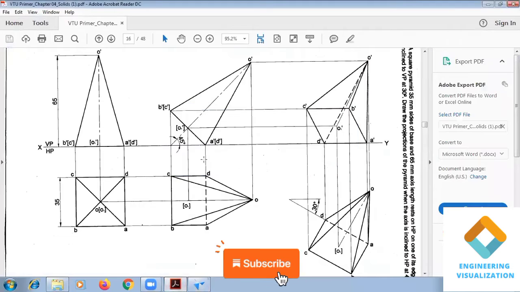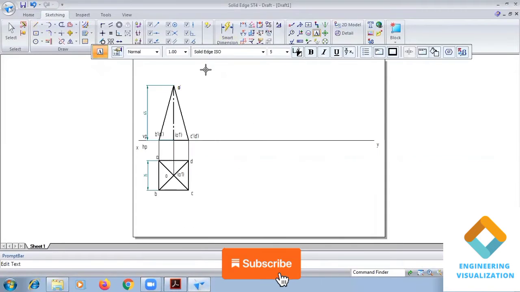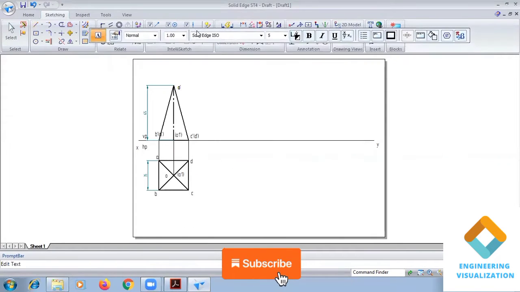So the second angle of inclination is 45 degree. So we will go with the base edge inclination. 90 minus 45 equals 45 degree.